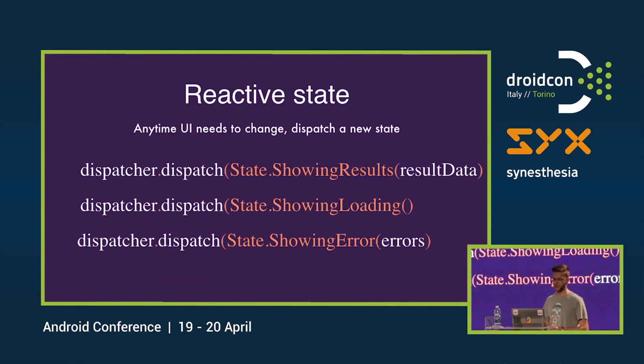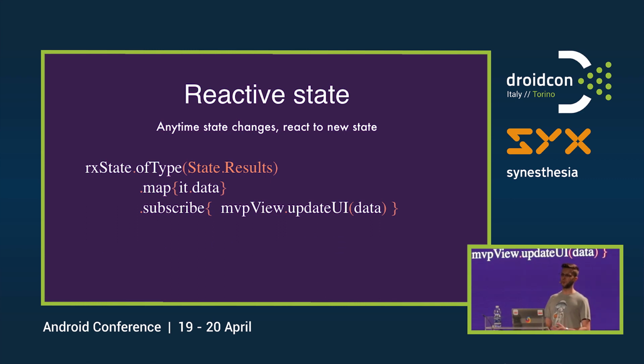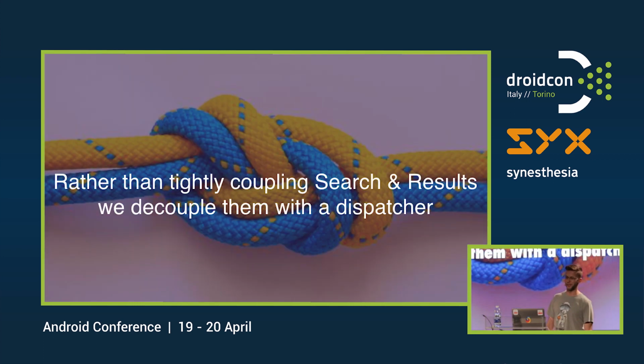Anytime the UI needs to change, we can dispatch a new state, like showing results, show loading, or show error. When the state changes, our views, our presenters, our view models, it doesn't matter what architecture you go with, can listen to the particular state change that they care about. So here, I'm only listening for the state results. I get the data out of that data class that I had, and now I can pipe to my view or tell my view what it needs to do. So rather than coupling our search and result views together, we can decouple them with a centralized dispatcher.